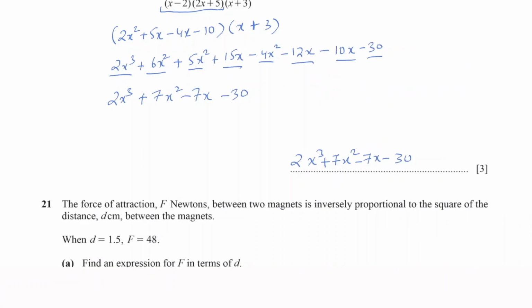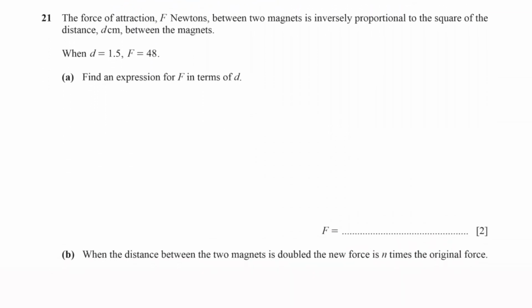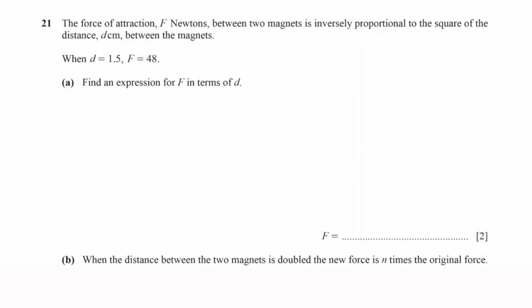Question number 21. The force of attraction F newtons between two magnets is inversely proportional to the square of the distance, that is d, between the magnets. d is 1.5, F is 48. Find the expression for F in terms of d.